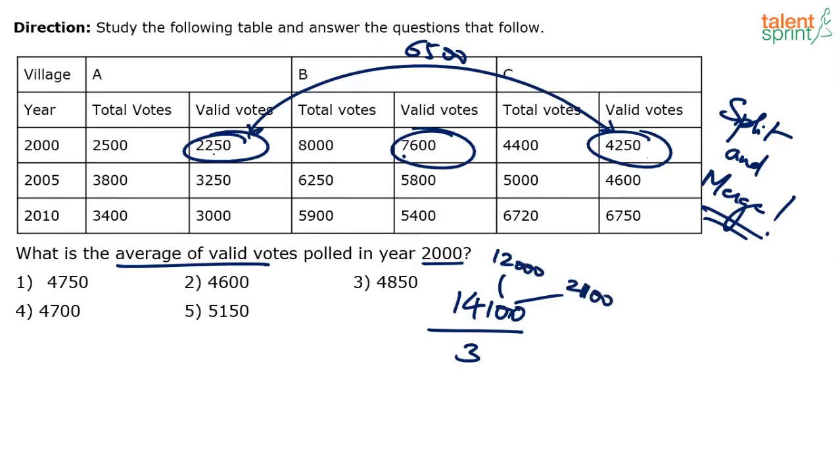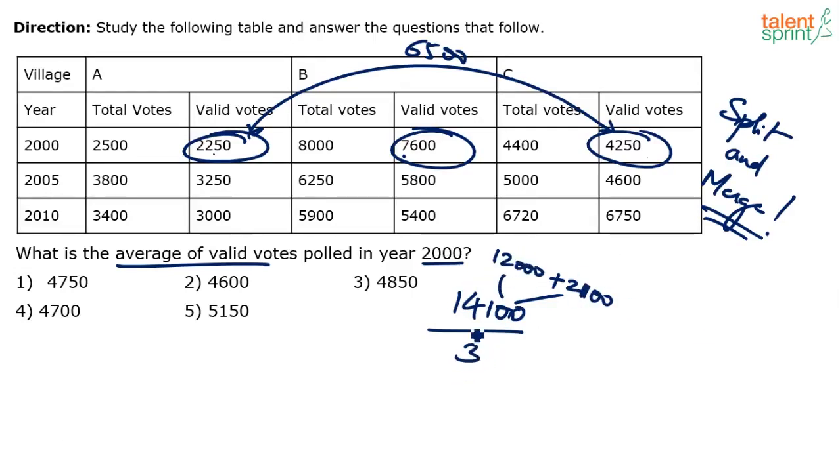Now, why am I taking it as 12,000 plus 2,100? Why not 13,000 plus 1,100? Because 13,000 is not a multiple of 3. 12,000 is a multiple of 3. Why am I not taking it as 14,000 plus 100? Because 14,000 cannot be divided by 3 easily. 12,000 can be divided by 3 easily. And then there is a balance value.